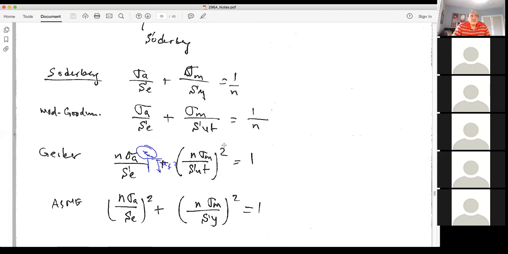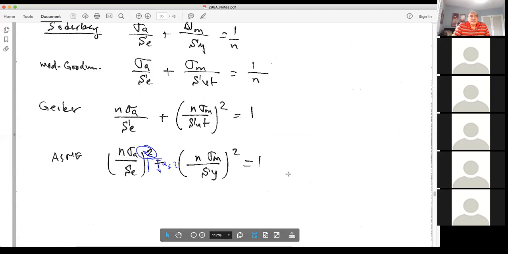So it means that for the Gerber, you put a square on the last term here, and in the ASME you put squares on both, the damage for alternating and the damage for the steady loading.